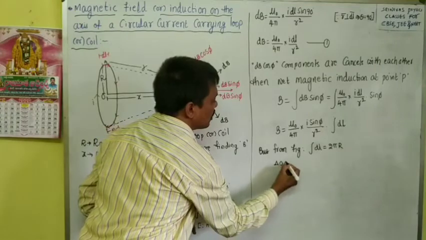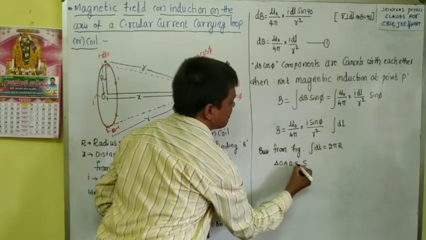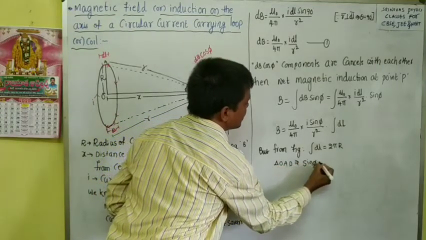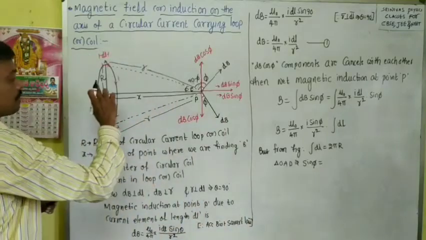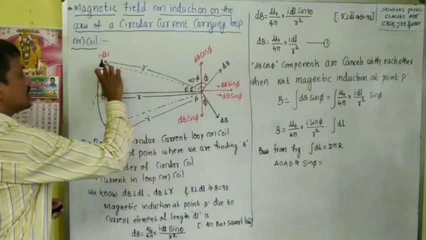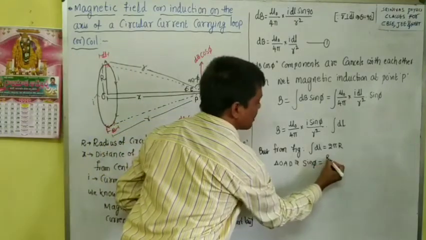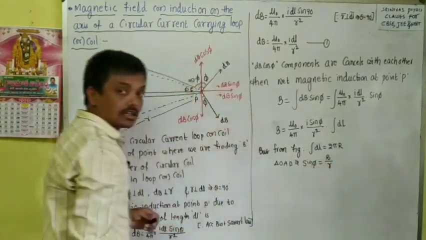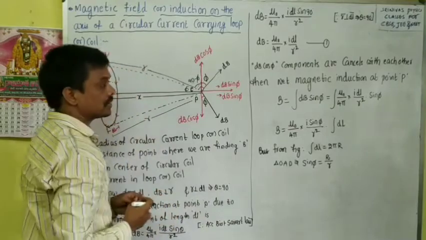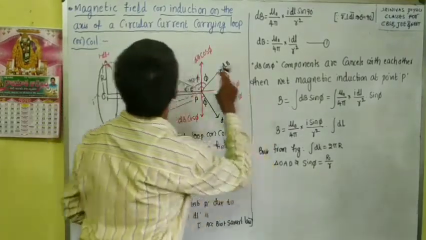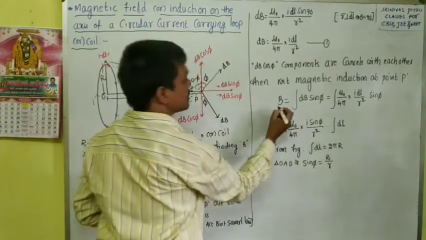From triangle OAP, sin phi is the opposite side by the hypotenuse. The opposite side is capital R, the hypotenuse is small r. That means sin phi is capital R by small r. This you substitute in the above equation. This is the magnetic induction on the axis. We write B.